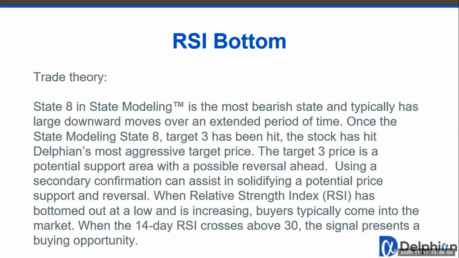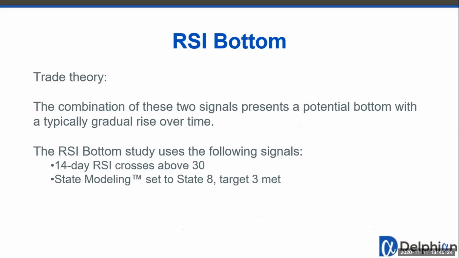So the trade theory. Once it's hit that target 3 stock, that's our most aggressive target in state 8. Once it hits this 3, and then we have the RSI cross above, showing a bullish signal, that's what we wanted to test, and we found that it was a profitable trade, and we'll show you examples of these. So our exact signals that we use is 14-day RSI crosses above 30, and it has to have met state 8 target 3.